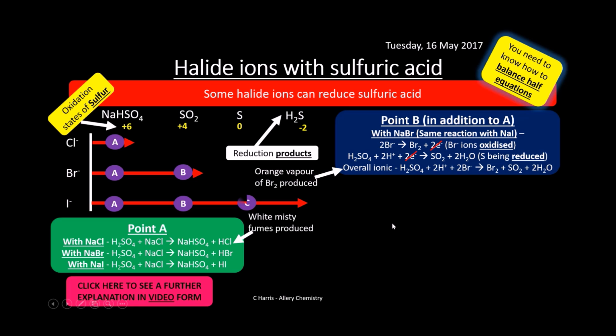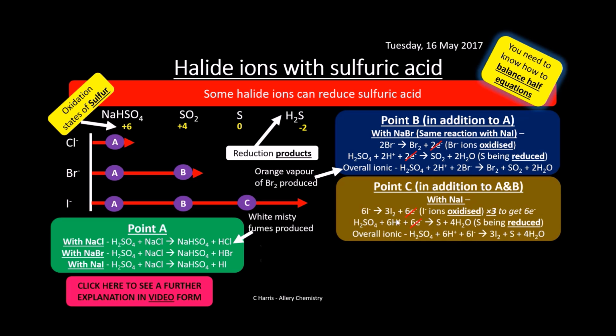Now this one is reaction C. Only iodide ions can produce this. So iodide ions are going to I2 initially, and obviously balanced with electrons. Sulfuric acid is going to sulfur, and again we balance with waters, H+, and electrons. Now, the main difference here is that we get 6 electrons here, but we only get 2 here initially. So to balance the electrons, we have to multiply the top equation by 3, so we get 6 electrons and we can cancel them out.